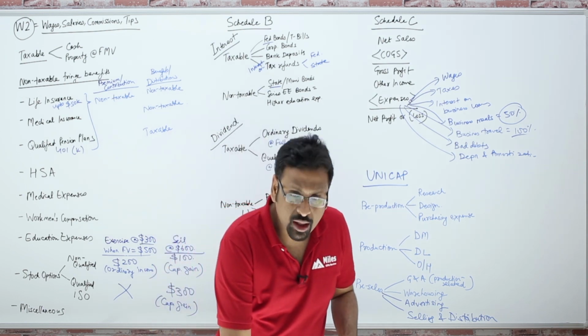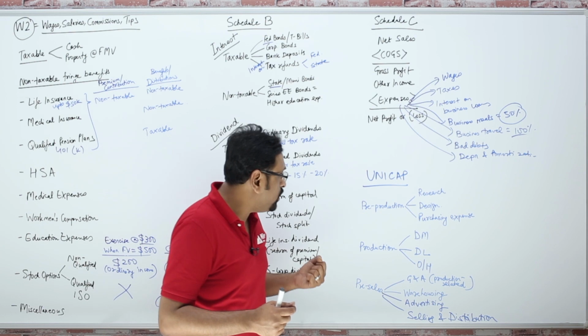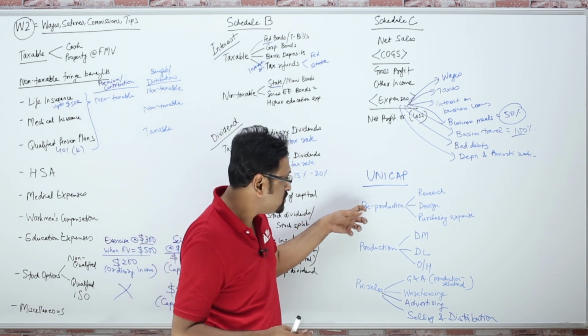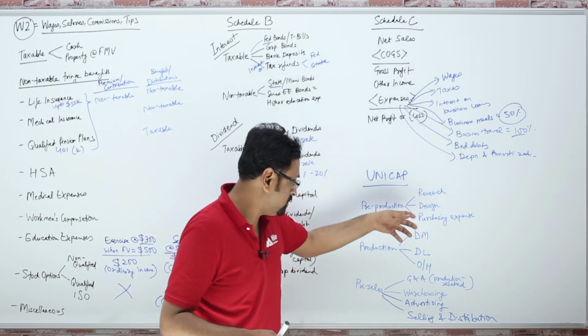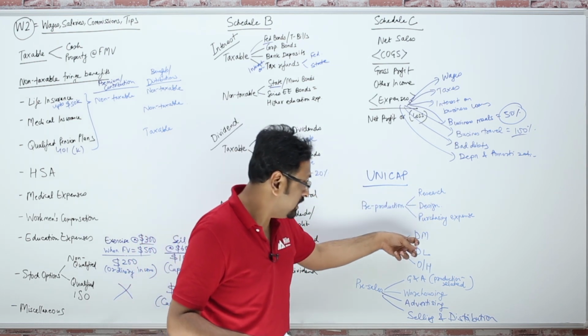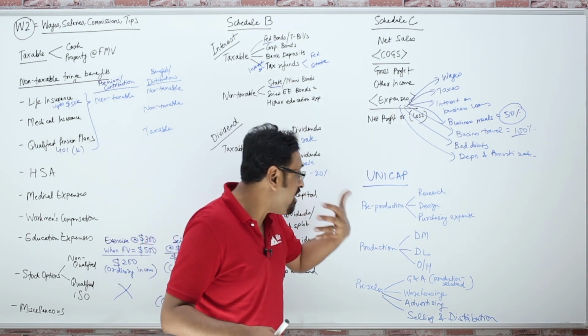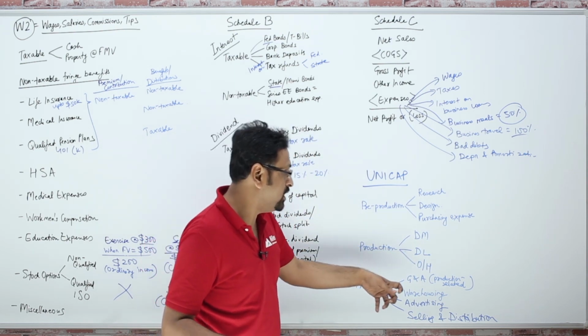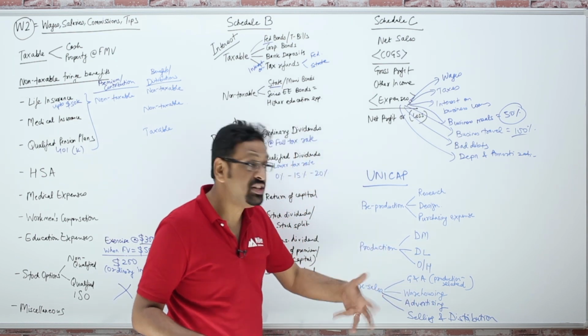Now let's talk about the capitalization requirements as per GAAP. So if you're looking at expenses before production: research, design, purchasing expenses, and then production expenses: direct materials, direct labor, and overheads. Or after, post-production expenses like G&A, warehousing, advertising, selling, and distribution.